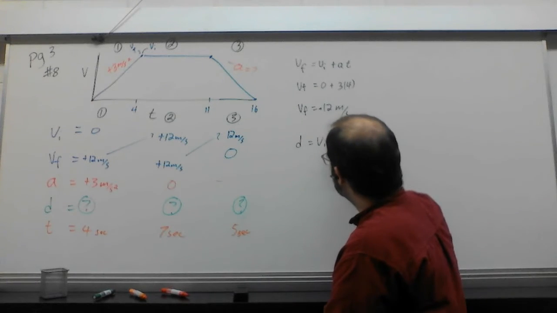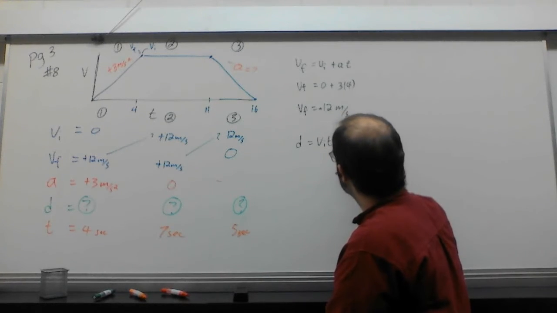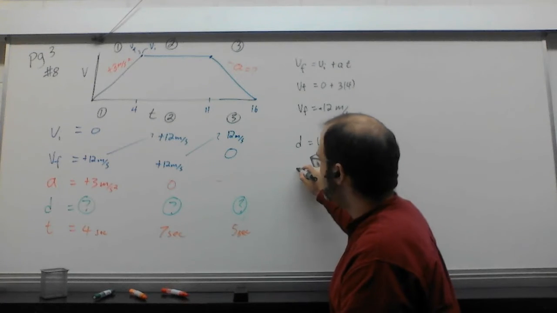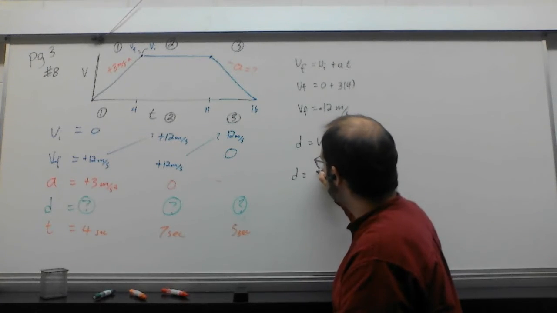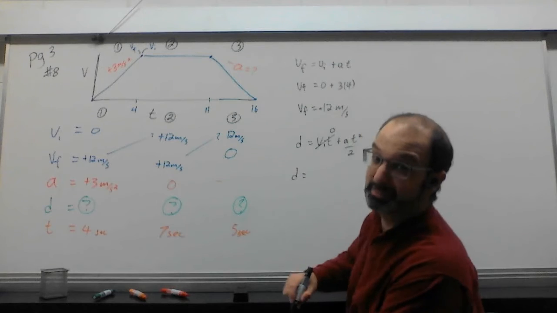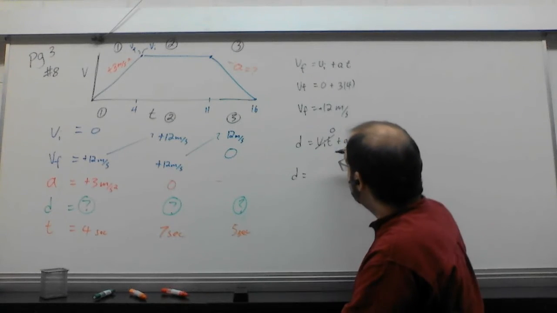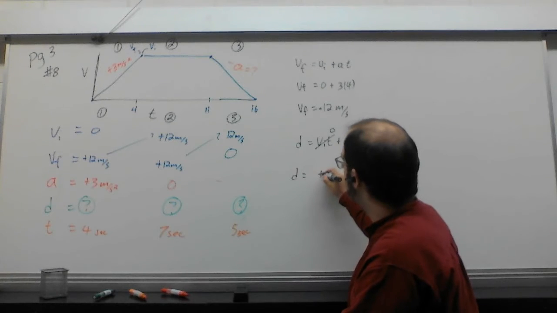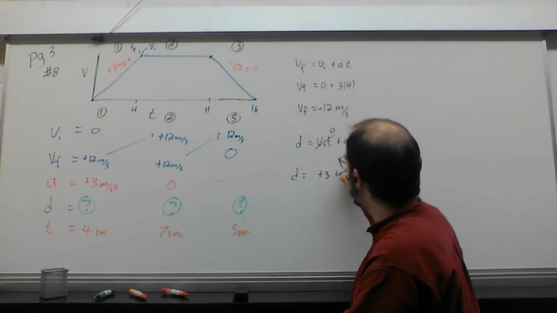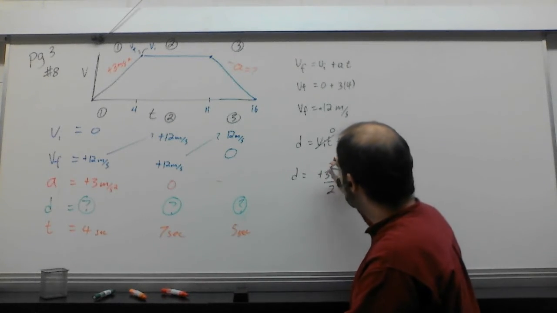So here we go. D equals VIT plus AT squared over 2. D, don't know it. VI, we know that. That's 0. So this whole term becomes 0. That's why it's my favorite. Whenever VI is 0, makes everything go away. A, well, we know A, it's plus 3. T, we know that. That's 4 squared divided by 2.